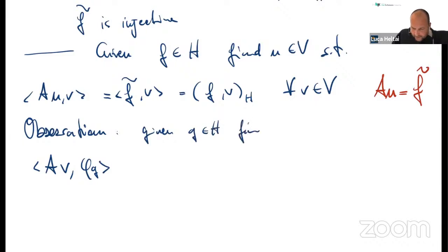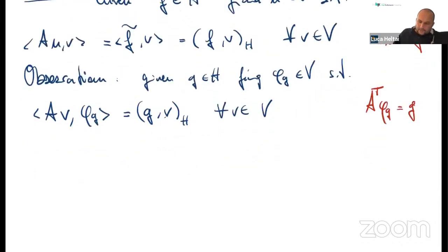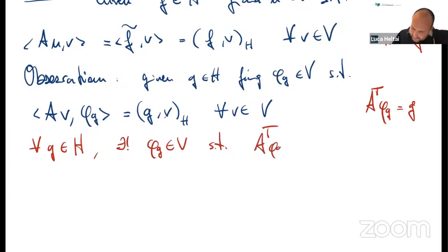given G in H, find phi G such that this is satisfied. And this is usually written as the dual problem, A transpose of phi G equal G. The observation that I want to make here is that for every G in H, there exists a unique solution phi G in V such that A transpose phi G equal G because of the Lax-Milgram lemma. One can apply this directly right away, and it comes out naturally from this. Okay.